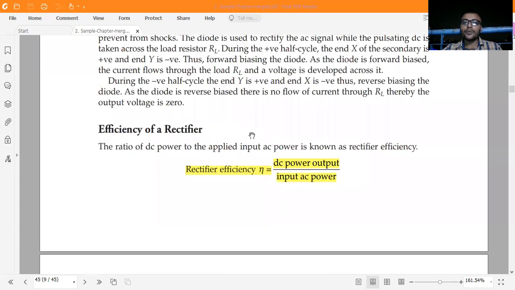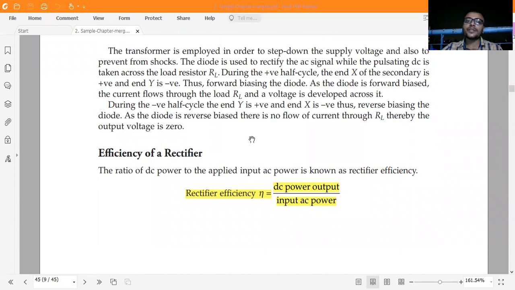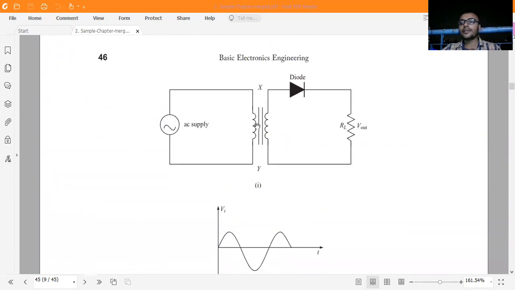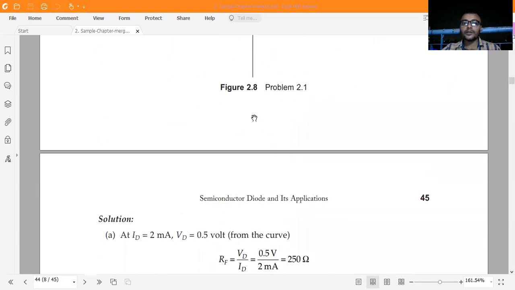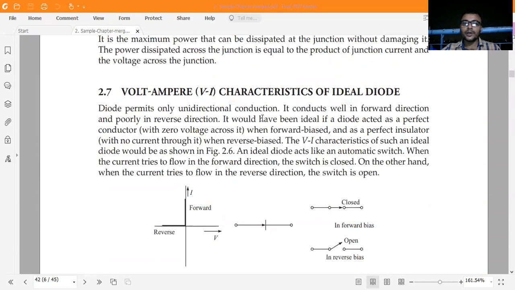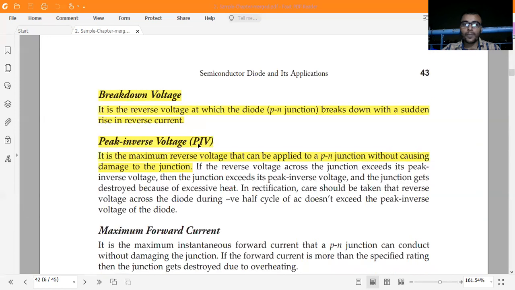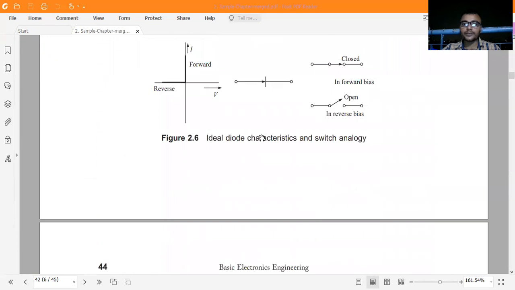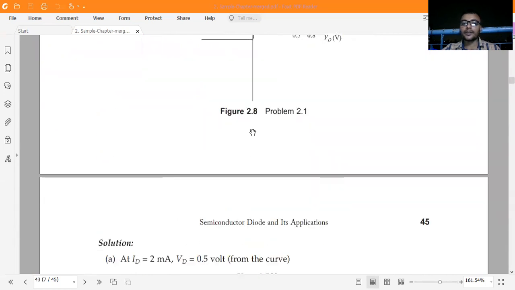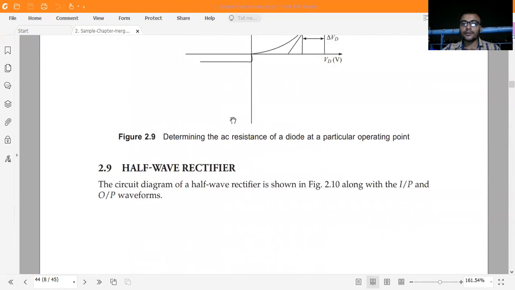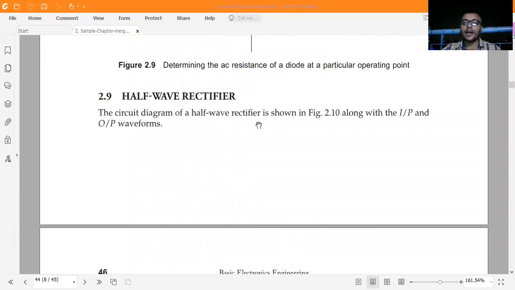Then after that we will go to efficiency. There are basically three kinds of rectifiers. What is the principle of a rectifier? It basically converts the signal from AC signal to DC signal. Yes, this is a half wave rectifier.